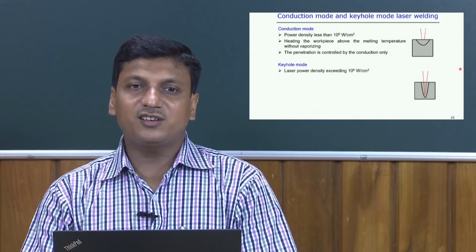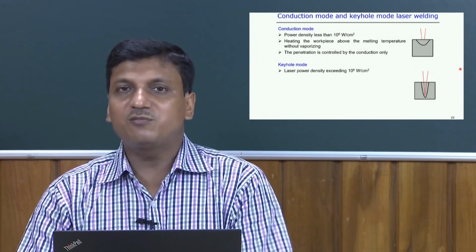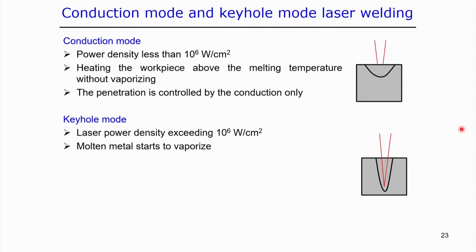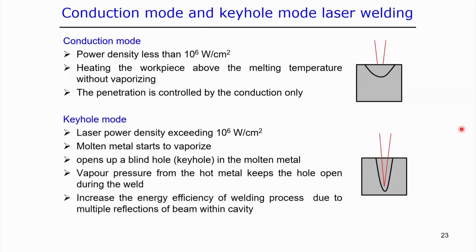But in keyhole mode, the laser power density always exceeds 10 to the power 6 watt per centimeter square, and then it normally produces the keyhole. The molten metal starts to vaporize and forms a vapor domain there. That means a blind hole is opened up in the molten material, called the keyhole, and the vapor pressure from the hot metal keeps the molten pool open during the welding process. Once the laser source moves away from that point, the cavity is filled by the molten pool, and afterwards it solidifies and gives the welded joint.